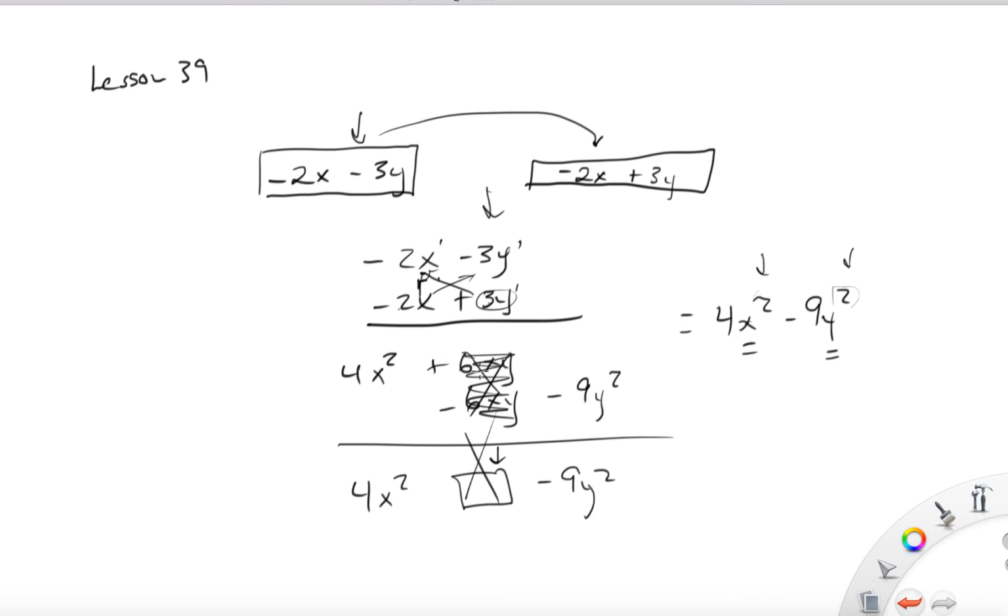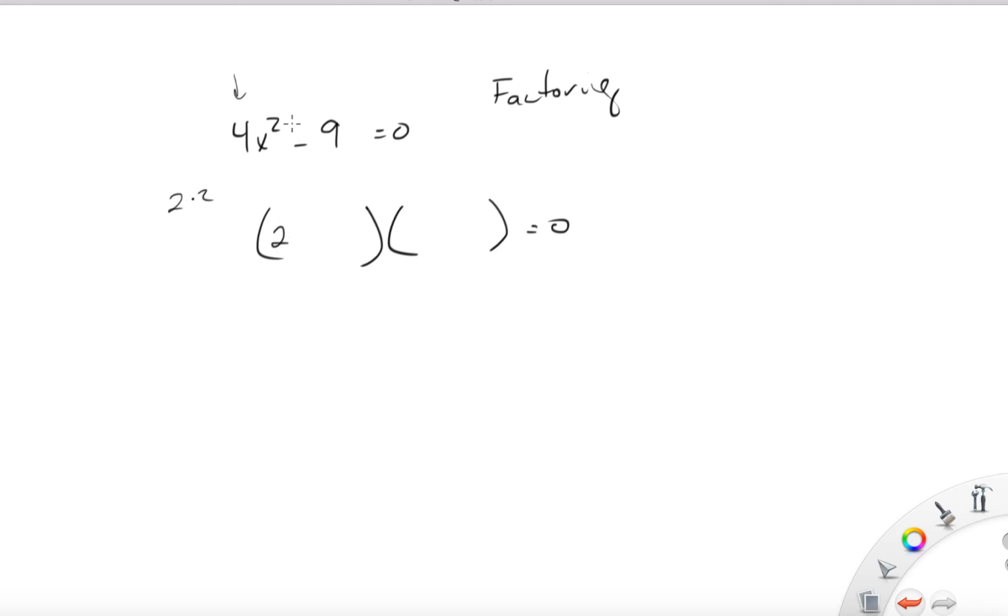Turn the page and we're going to look at example 39.1, and it says solve 4x squared minus 9 equals 0 by factoring. Factoring means that we have basically two things to be multiplied, and we're going to make this equal 0. How do we get a 4? Well, it's 2 times 2. Because it's squared, we have to have a 2x here and a 2x here, which means 2x times 2x is 4x squared.